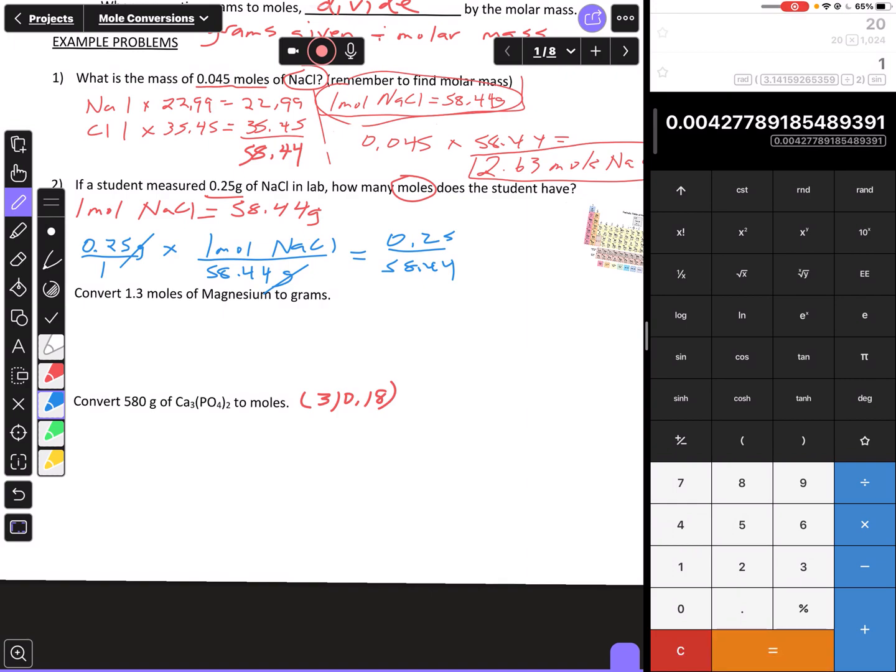And I get that's equal to 0.0043. I can't really go 2 decimal places. I have to go out since there's 0.00, 0.43, and my units are going to be moles of NaCl.